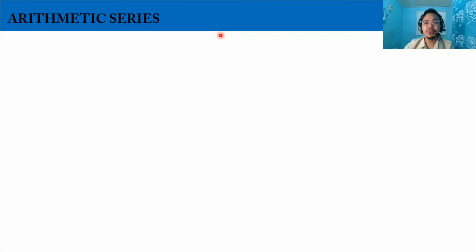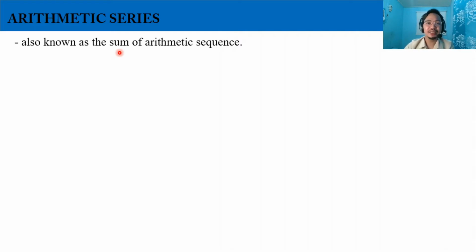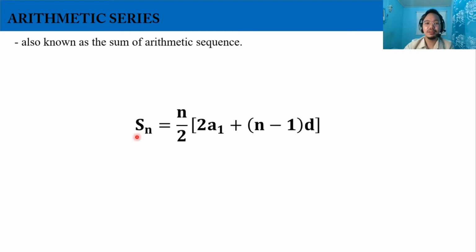In this video, we're going to discuss the arithmetic series, also known as the sum of the arithmetic sequence. Let's have the formula that is used for this topic. We have S sub n equals n over 2 times quantity 2a sub 1 plus quantity n minus 1 multiplied by d.